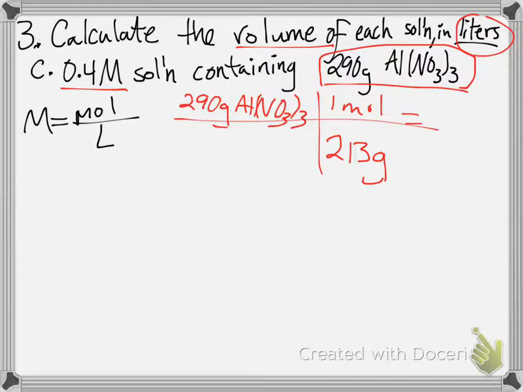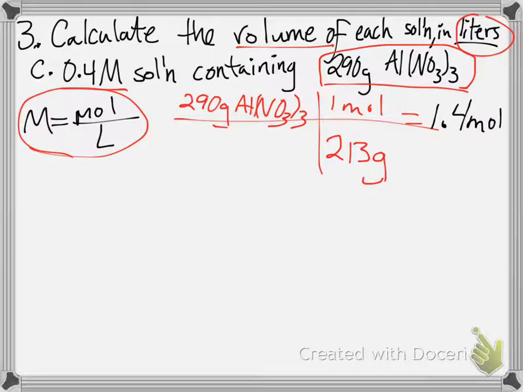All right, so that means I'm dividing 290 by 213. And I get about 1.3615, blah, blah, blah. I'm going to make it 1.4. If you want to be more accurate and use 1.36, that's fine too. So 1.4. All right, now I have moles and I'm trying to solve for liters. So on the left side, I'm going to plug them in directly into this equation right here and solve for L, and we'll see how that works.